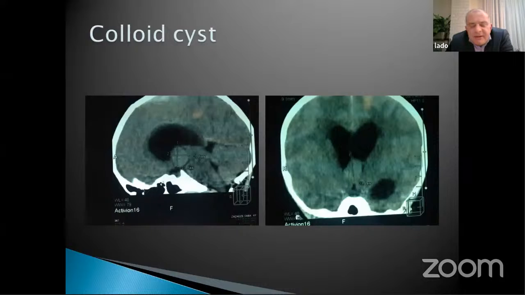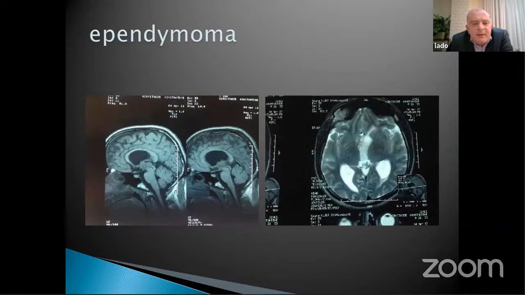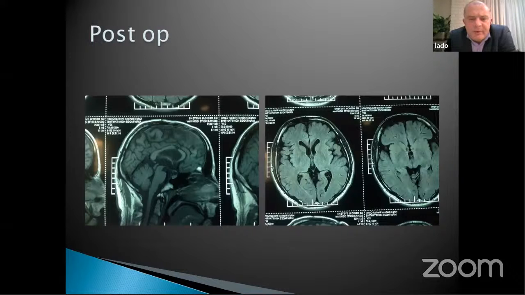This is a colloid cyst. It's not a difficult case compared with some other tumors, and in this case, radical removal was also achieved. It's a postoperative scan. Another case is of an ependymoma localized throughout the third ventricle, and the transcallosal approach was suitable, and this tumor was also completely removed. It's a postoperative scan.